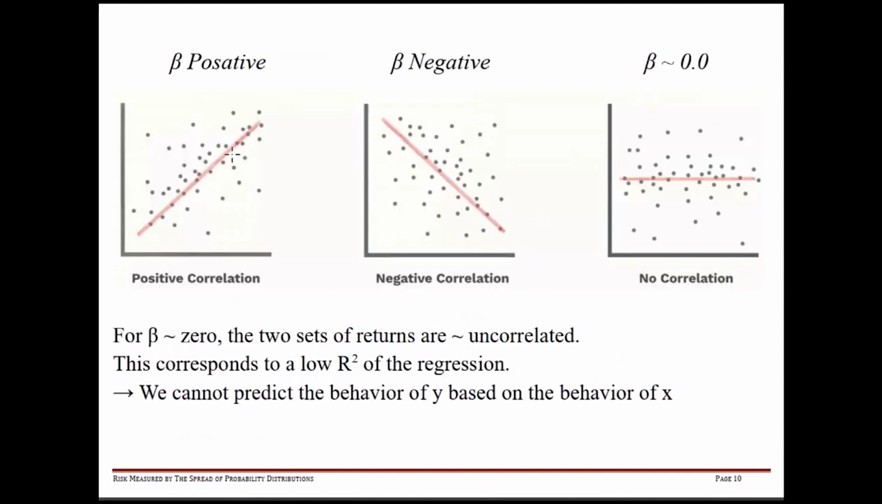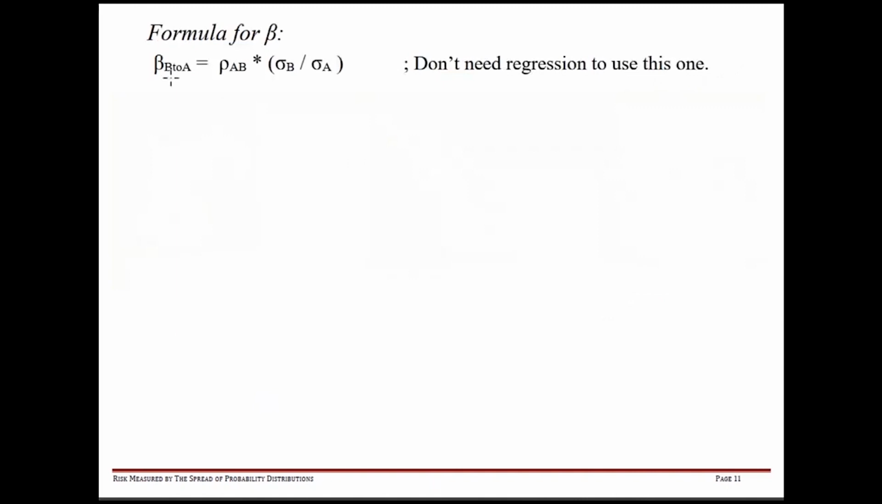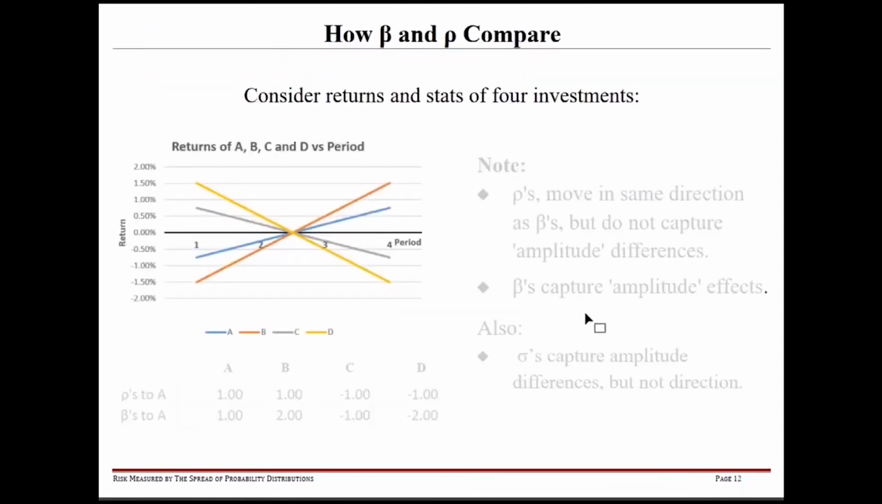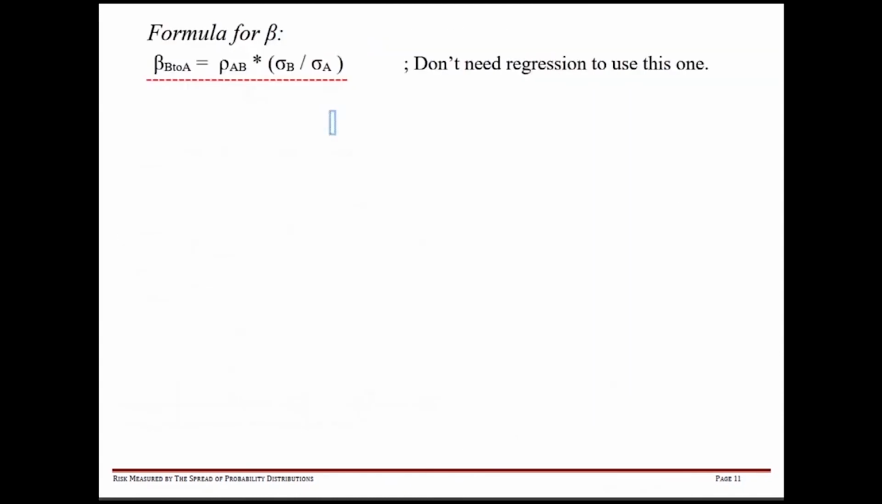And the graphs for beta look very similar to rho, positive, negative, and here if we just cannot tell what's going on with y from x, beta, like rho, would be equal to 0. All right, so there's also a formula for beta. If we know rho, this might be a good thing to know for the final, that beta b to a is equal to rho ab times sigma b divided by sigma a. So you don't need to do a full-blown regression to get beta from that. You just need to know the correlation coefficient.